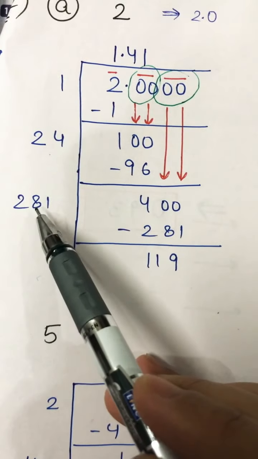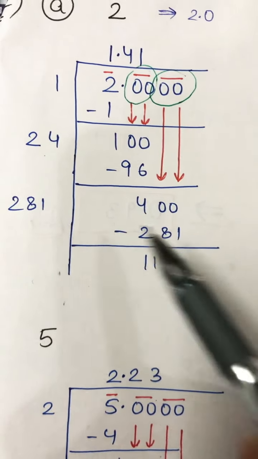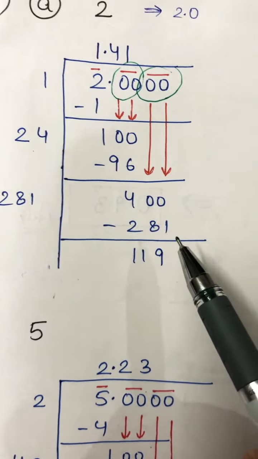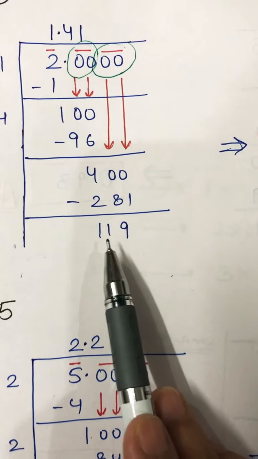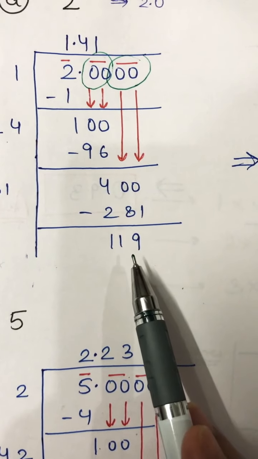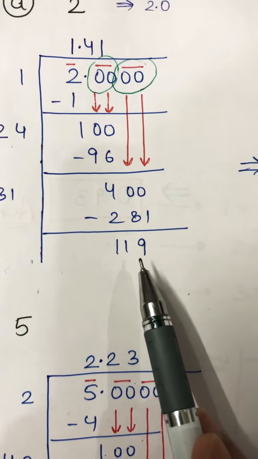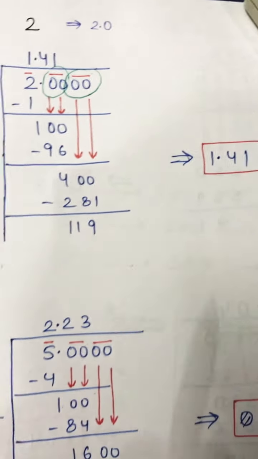24 plus 4 is 28. So multiply with 1, the answer will be 281. In this question, your remainder can be 0 or cannot be 0. But you have to write your answer. The answer is 1.41. 1.41 is your answer.